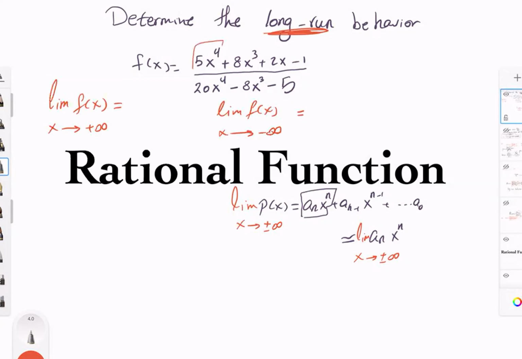So we just pick the first term. That means your function has to be in standard form. If 2x was first, you need to rearrange the terms. The highest degree should come first. So this is the same as 5x to the power 4 over 20x to the power of 4. X to the power 4 and x to the power 4 cancel. The answer is 5 over 20, which is 1 over 4. So as x goes to positive or negative infinity, f of x goes to 1 over 4. And this is a horizontal asymptote.